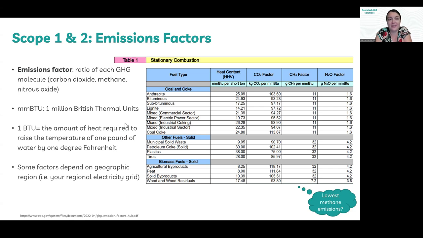No guesses on the methane. Oh, we have one person in the chat. Wood. Nailed it, Michael. Yes, wood has the lowest methane factor. Anyway, just a fun fact.